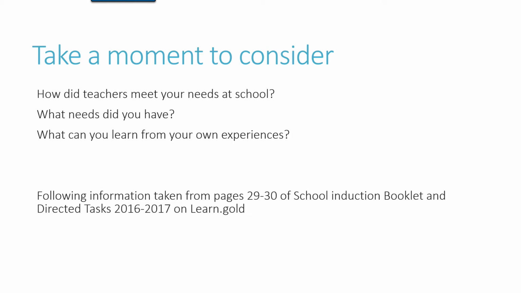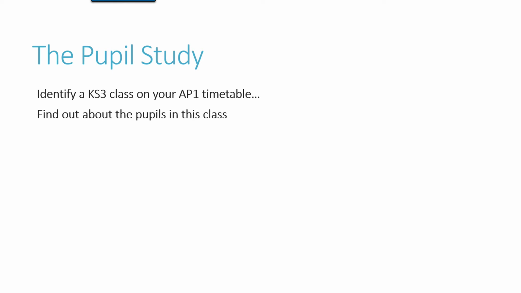The following information is taken from pages 29 to 30 of the School Induction Booklet and Directed Tasks 2016-17. You can find it on learn.gold in the secondary phase program area. Right, you are going to have a go at a pupil study. You should already, if you're on AP1, have identified a Key Stage 3 class on your AP1 timetable, and you should have really found out about pupils in this class.